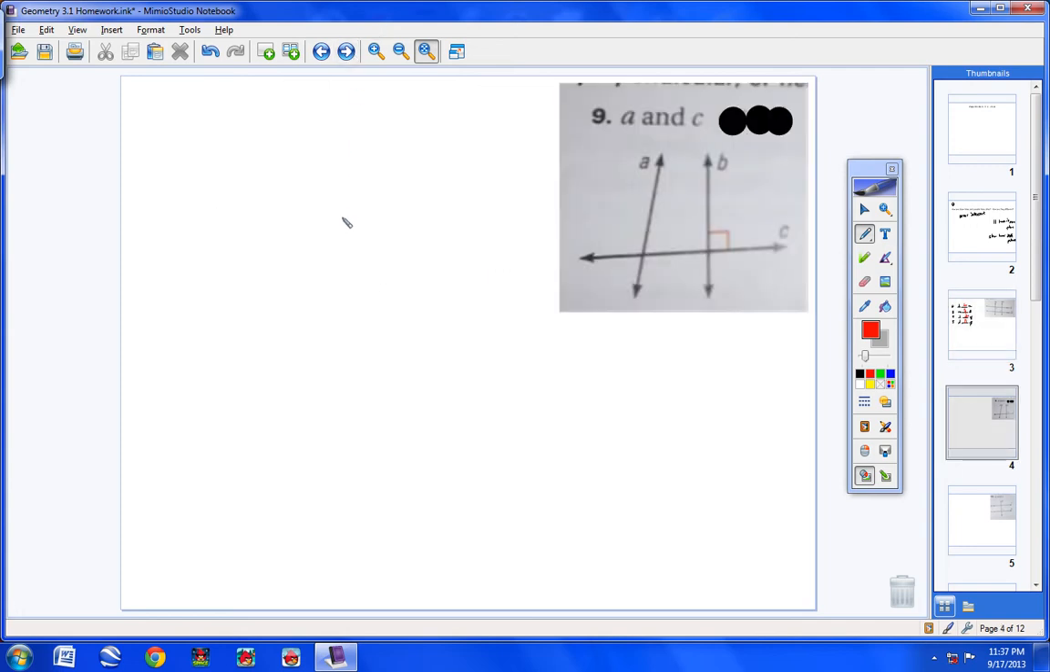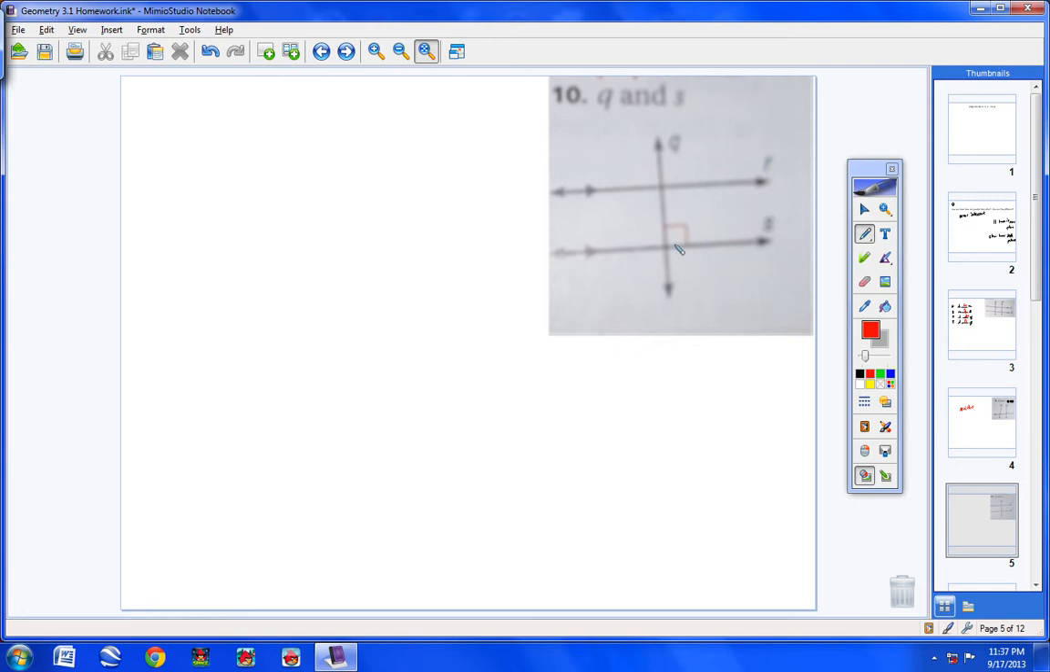All right, let's take a look now at numbers 9 through 24. Numbers 9, 10, and 11, we determine whether the lines are parallel, perpendicular, or neither. Well, A and C, this is obviously twisted, turned a little slanted, and also there's no right angle symbol. So A and C are definitely not parallel. They intersect, and they're definitely not perpendicular. So A and C are neither. They are not parallel nor perpendicular.